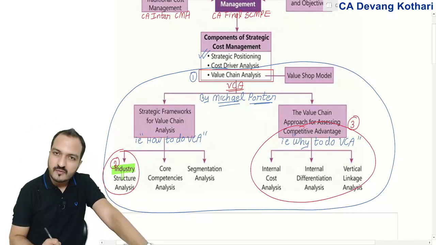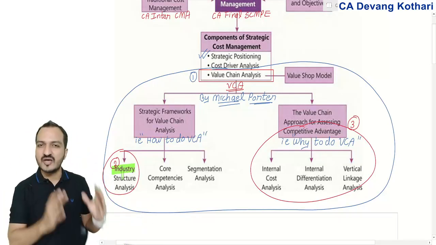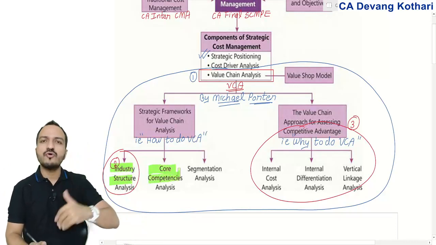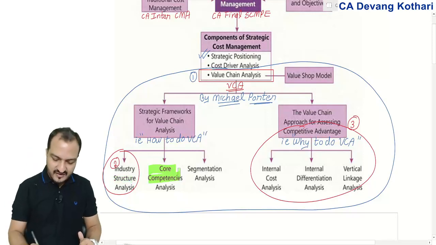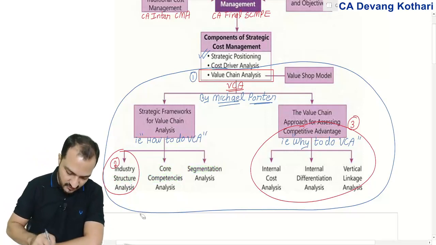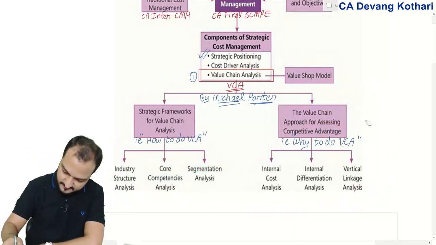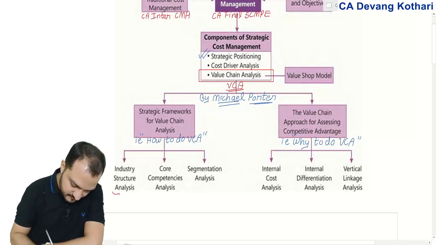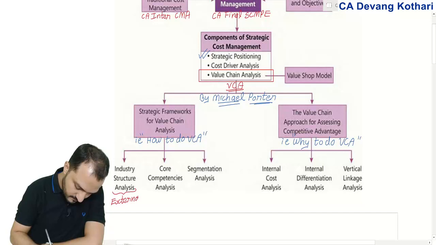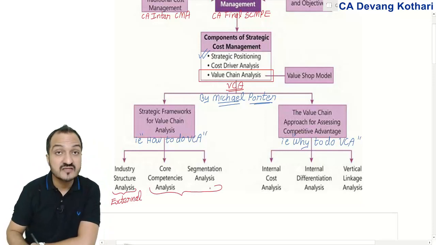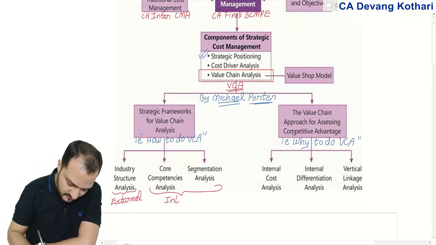Number one, I need to analyze the entire industry in which I'm operating. That is called industry structure analysis. I need to analyze my own core competency, and I need to analyze segmentation in my company. These three types of analysis are involved. Out of these three, industry structure analysis is basically about analyzing external things, while core competency and segmentation analysis both analyze internal things.